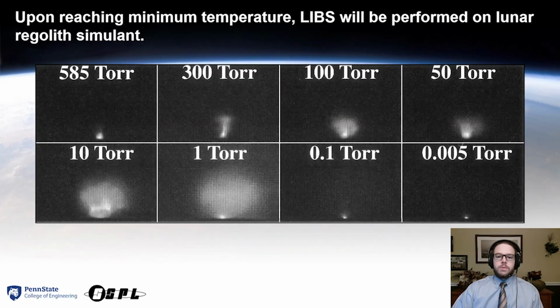While a LIBS test was performed, this was in a laboratory environment rather than a simulated lunar environment. As explained in the background, the low pressure on the moon changes how the plasma expands, resulting in a difference in the data that is collected. Once both the temperature and pressure of the chamber have reached their minimum, LIBS will be performed, verifying that Oasis can perform LIBS in a lunar environment.